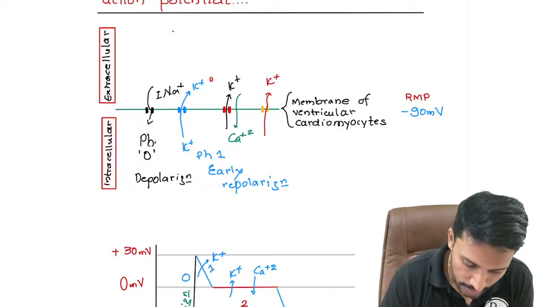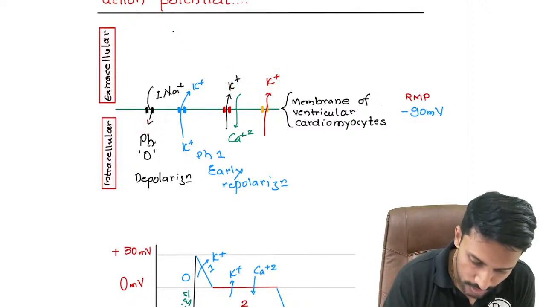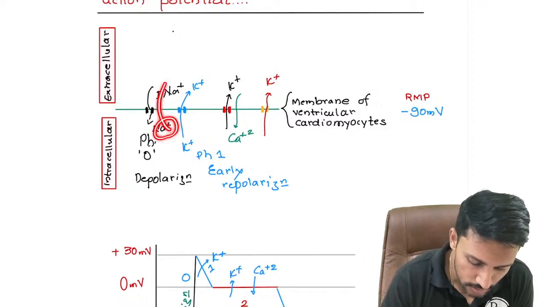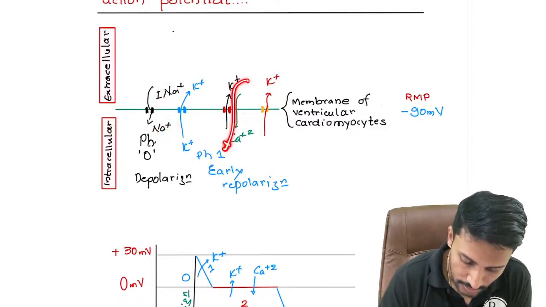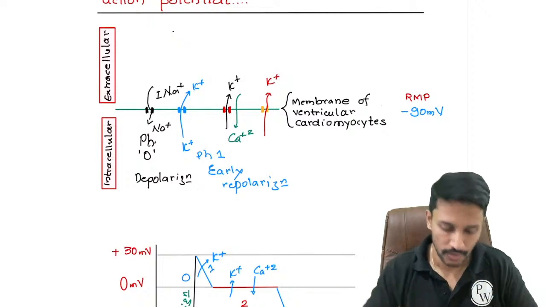So now I have plenty of potassium in the extracellular compartment and I have plenty of sodium. Sodium has all come into the intracellular compartment. So I need to push this sodium out and bring the potassium in. That is my phase 4. That is the resting membrane potential, right?